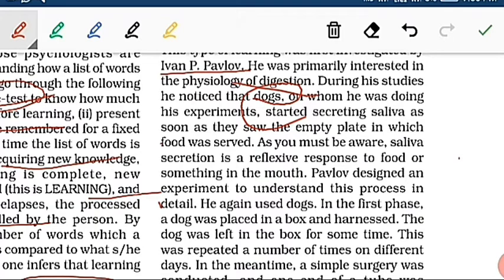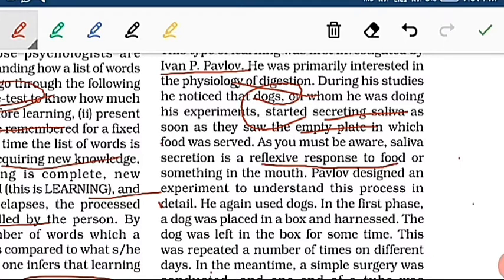In his experiment he observed that the dogs start secreting saliva. Why is it happening? Because whenever they saw the empty plate, they knew that in this plate they are going to get the food. So we should remember that this saliva secretion is a reflexive response to the food. What is the meaning of this reflexive response? It means that whenever the food is seen by the dog, the saliva will be secreted. So Pavlov designed one experiment for this.